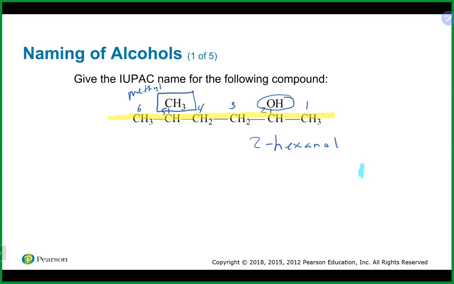Now, as we've been talking about previously, now that we've locked in the numbering, we're stuck with it for our group that's there. So that means that our methyl group is going to be at carbon number 5, and that's going to be a 5-methyl 2-hexanol. Any question on that name there?